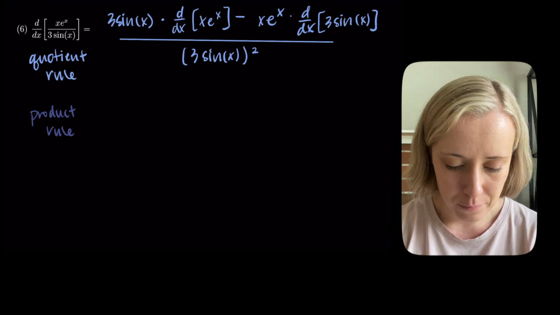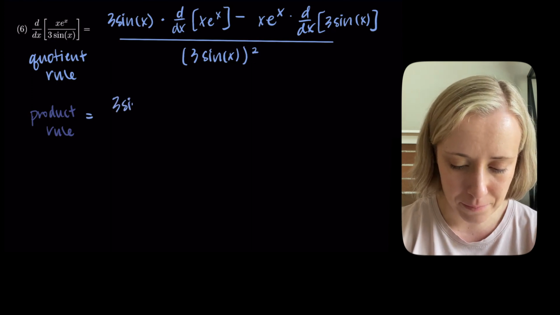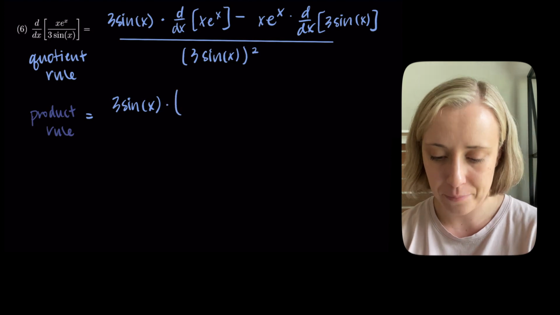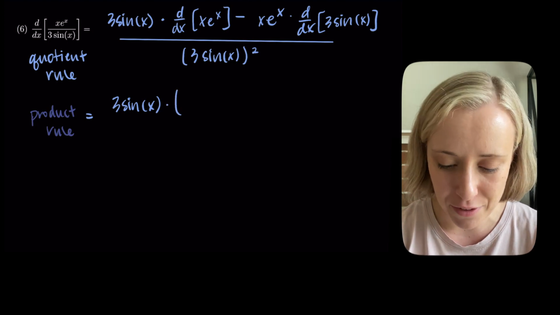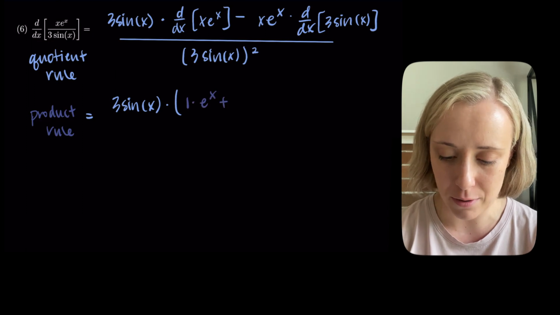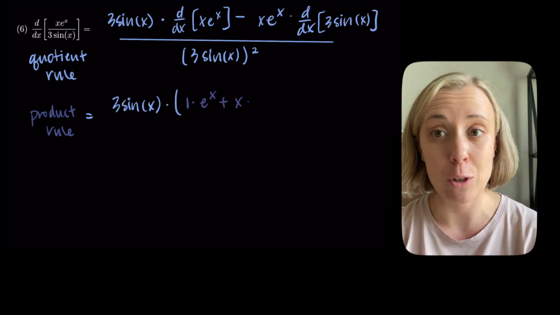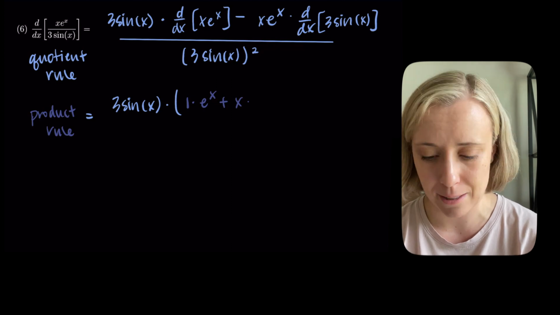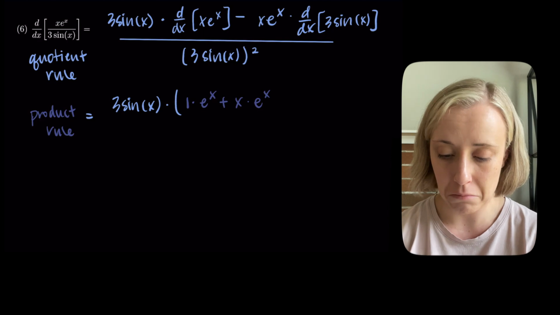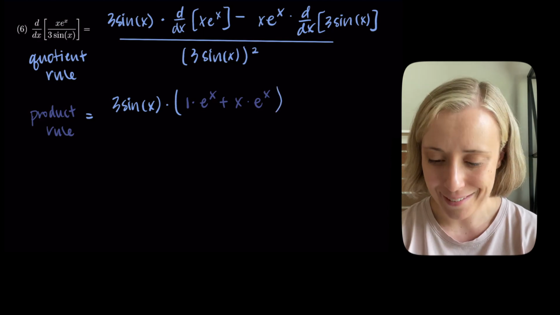So 3 sine of x. We're going to do product rule in this part. I'm going to put it in parentheses. So we'll take the derivative of the first, that's 1, times e to the x, and then we'll add it to the reverse. We'll leave x alone and multiply it by the derivative of e to the x. But the derivative of e to the x is just e to the x. So there we go. Okay, now we just keep going.